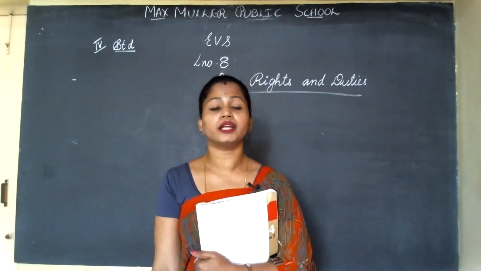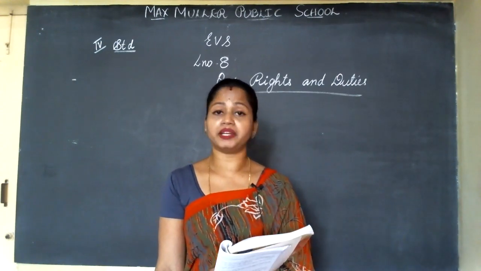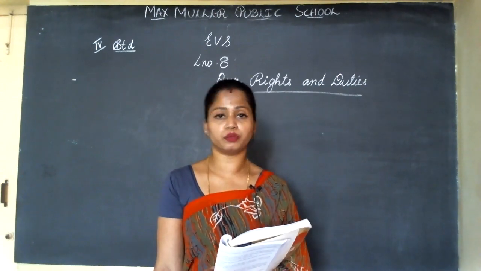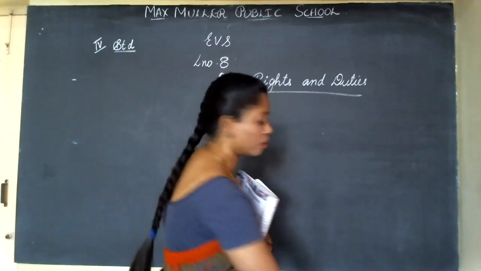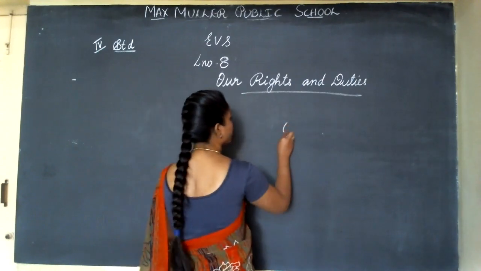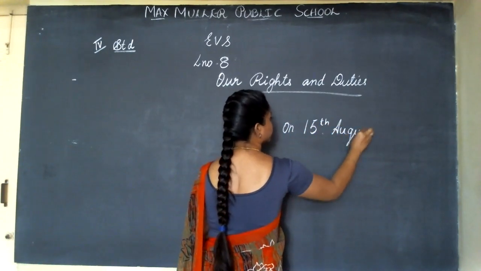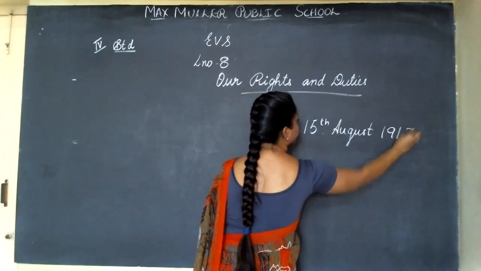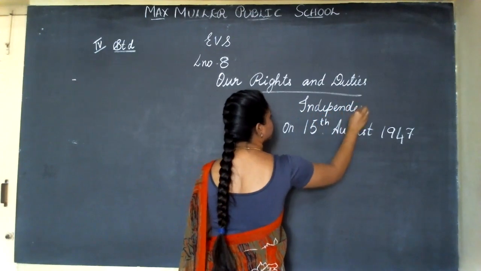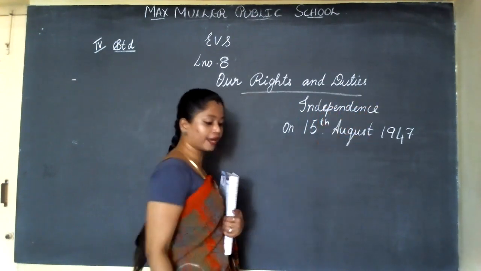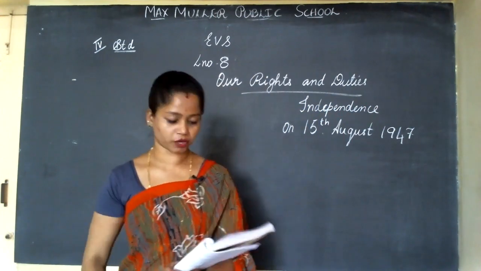The British ruled our India for almost 200 years. At that time, the British people were ruling according to their rules. And we got independence from the British people on when? On 15th August 1947. We got independence from the British people on 15th August 1947.